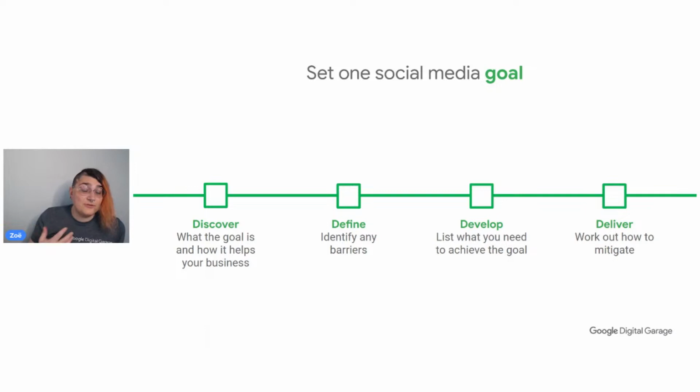But that's a way that we can get over that one barrier that we thought of. So that's the way that we can do this. We set these goals by discovering the goal, defining the barriers, developing what we need to achieve it, and then delivering by working out how to mitigate our barriers.